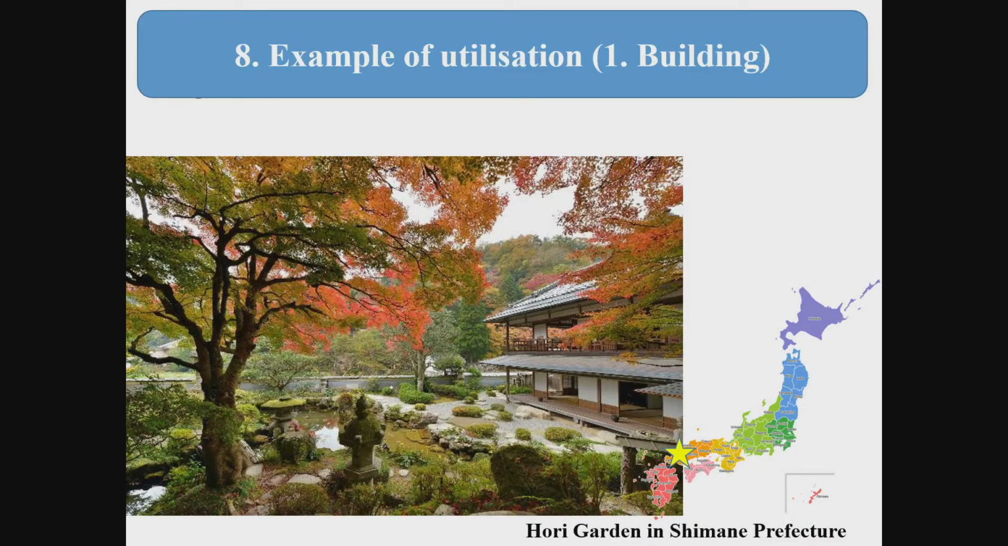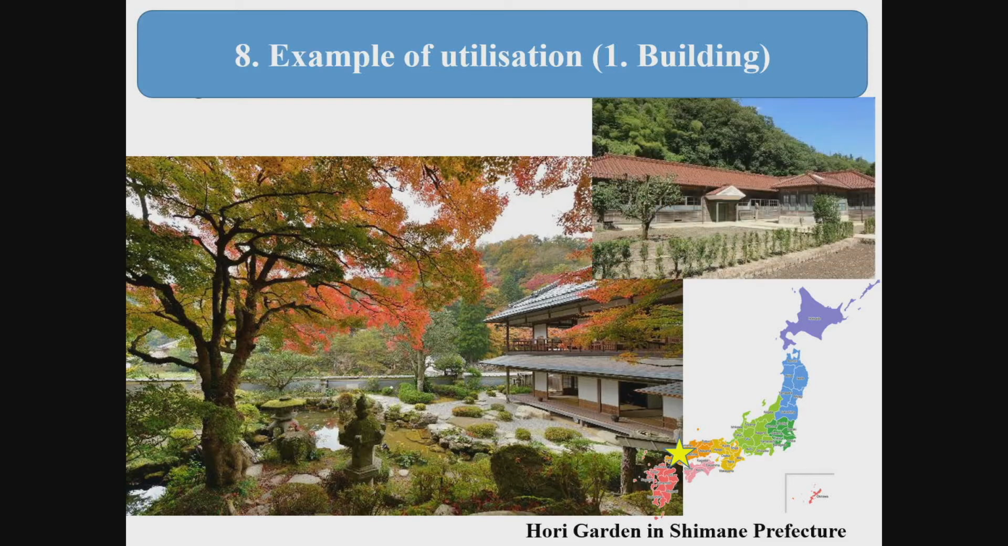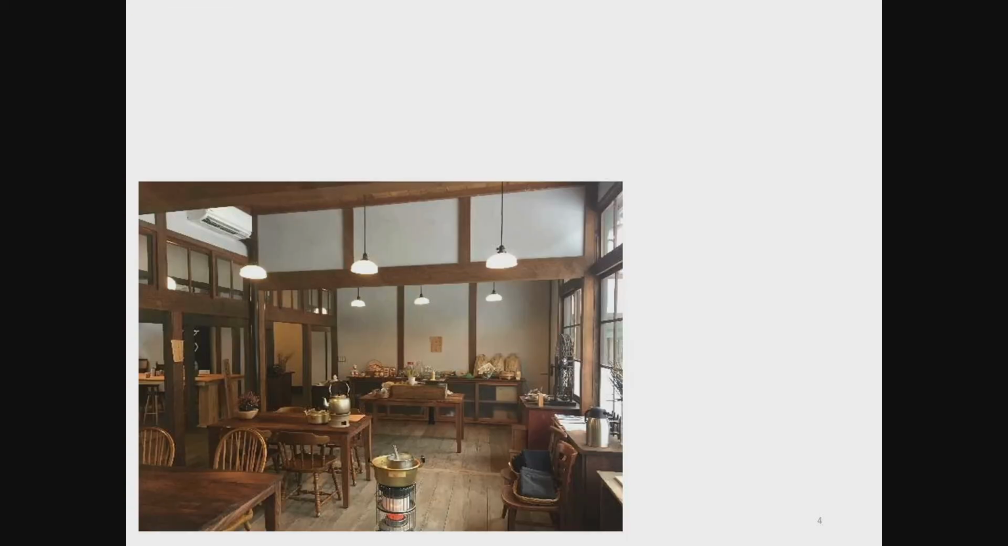The first example is a utilisation of a building in a site designated as a place of scenic beauty. The photo on the left is a garden and a guest hall. This type of building is usually used for viewing the garden. The photo on the right is a building that was used as a private hospital located in the designated site, and now utilised as a place to serve meals for visitors. This shows how the building is utilised.